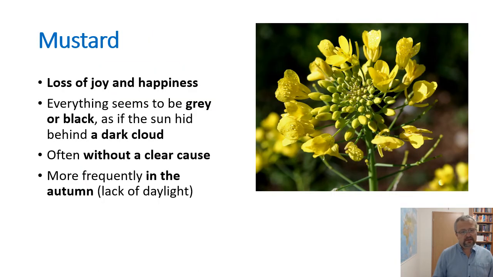Mustard. Mustard simply lost the joy of life and the happiness, and everything seems gray or black and without any color, and there is often no real cause. They say that their family life is fine and work is fine, but they feel bad, and it may be connected sometimes with a period of the year. For example, in autumn, it's probably connected with lack of daylight.